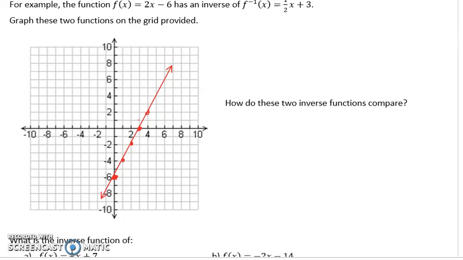Now we have this other function, f inverse of x is 1/2 x + 3. Again, don't worry about that negative 1, just treat it like a function. Let's pretend that we're just graphing f(x) = 1/2 x + 3, because f inverse of x, that's the same idea. We graph it like a function.